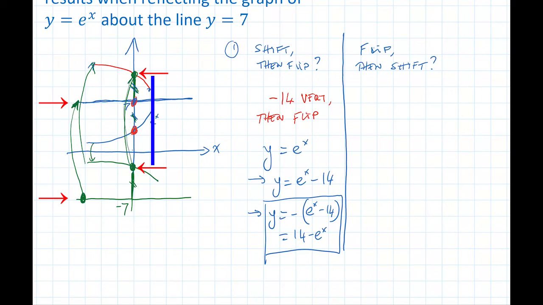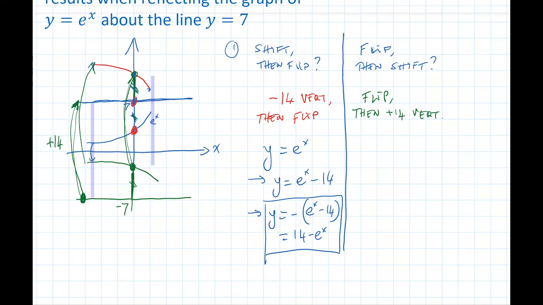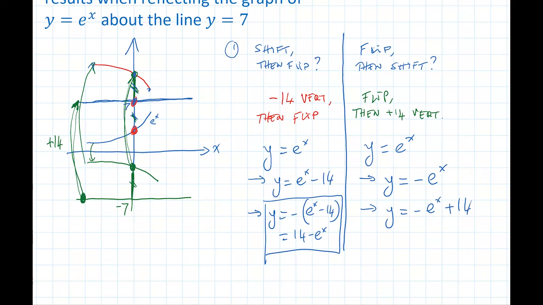Therefore, I know that this last shift has the same distance as the shift from -7 to 7, which is a total of +14. That means I flip, then +14 vertically. I start with y equals e to the x. I flip, I get y equals minus e to the x. And then I add 14 vertically, I get y equals negative e to the x plus 14, which is also 14 minus e to the x.